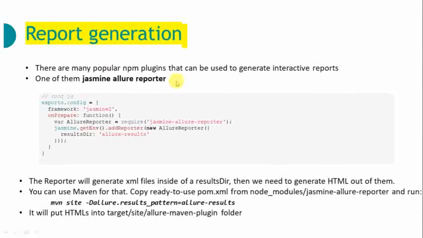You have to use this in the onPrepare method. You have to say Allure Reporter, then require Jasmine Allure Reporter, jasmine.getEnvironment add reporter. Whenever you search for this Jasmine Allure Reporter in the npm.js package, you will get the details of how to use it in your script. So that can be used to generate the result. If you download the Jasmine Allure Reporter plugin from the npm module and write this code in the onPrepare method, after that you have to run this command in order to generate the result in an HTML file. So this is how you will be able to generate your report.